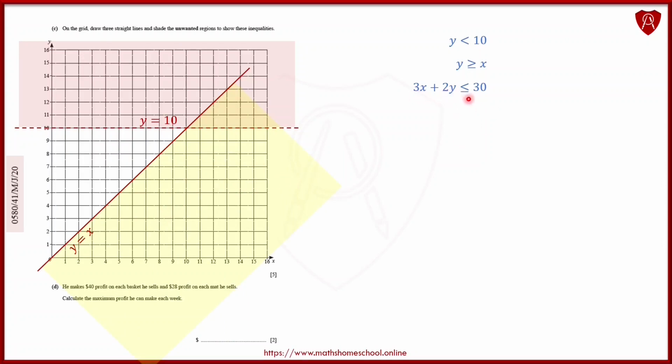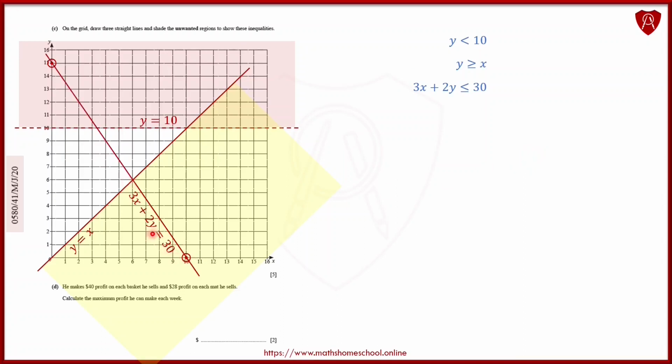3x plus 2y is less than or equal to 30. We need to draw a solid boundary line because the points on the boundary are included in this inequality. So we need 3x plus 2y is equal to 30. To do that, let's start by setting x is equal to 0. When x equals 0, 2y is equal to 30. So y is 15. 0, 15 is a point on the line. Let's set y equals 0 and we get 3x is equal to 30. X equals 10. So 10, 0 is the other point on the line. We only require 2 points to draw a straight line.